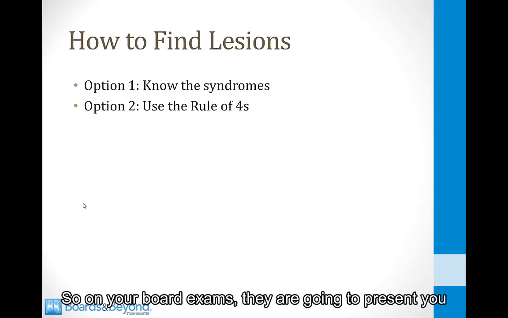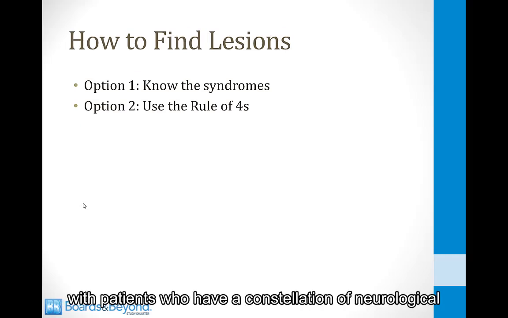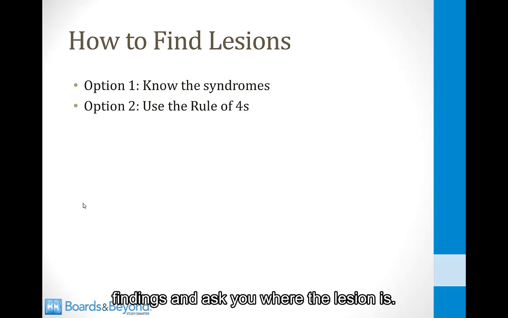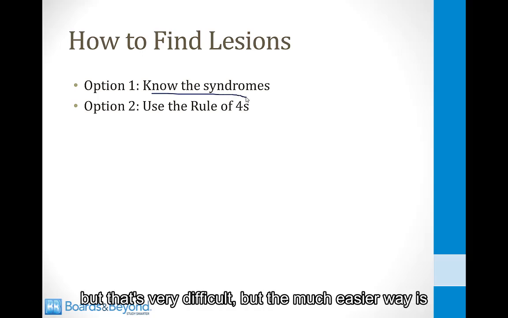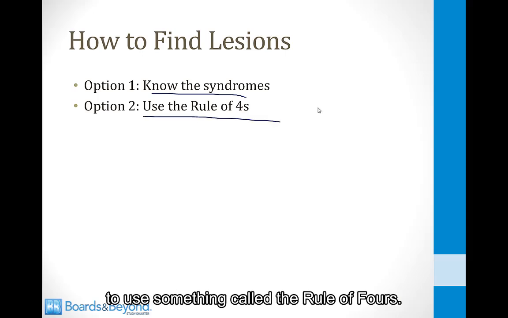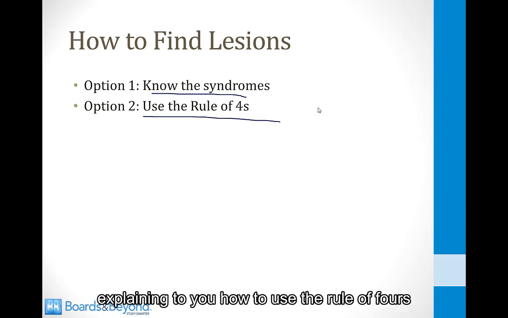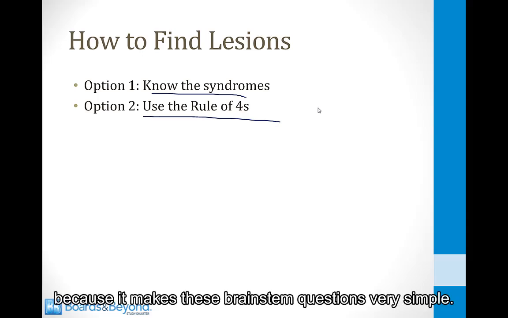So on your board exams, they are going to present you with patients who have a constellation of neurological findings and ask you where the lesion is. One way to figure out where the lesion is, is to know all those syndromes I've just described, but that's very difficult. The much easier way is to use something called the rule of fours. I'm going to spend the rest of this module explaining to you how to use the rule of fours, because it makes these brainstem questions very simple.